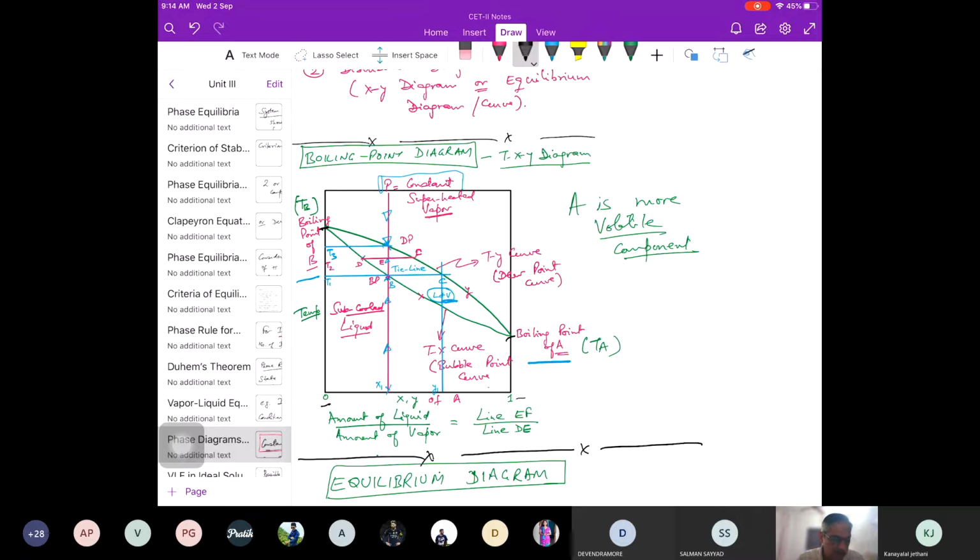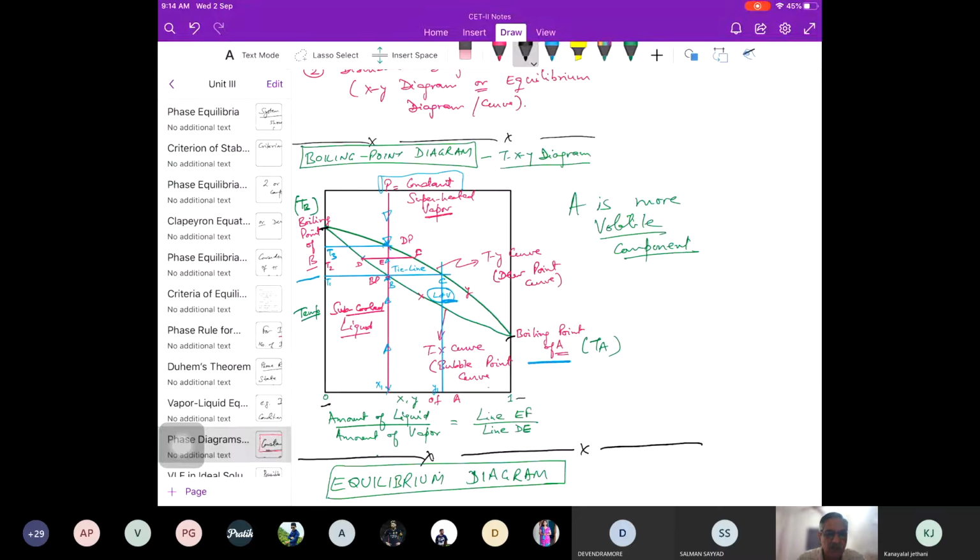उसमें ऊपर का कर्व है TY कर्व, that means temperature versus mole fraction in the Y vapor phase. This is also called dew point curve. और नीचे वाला जो है that is TX curve, that means temperature versus mole fraction in the liquid phase. This is also called the bubble point curve.